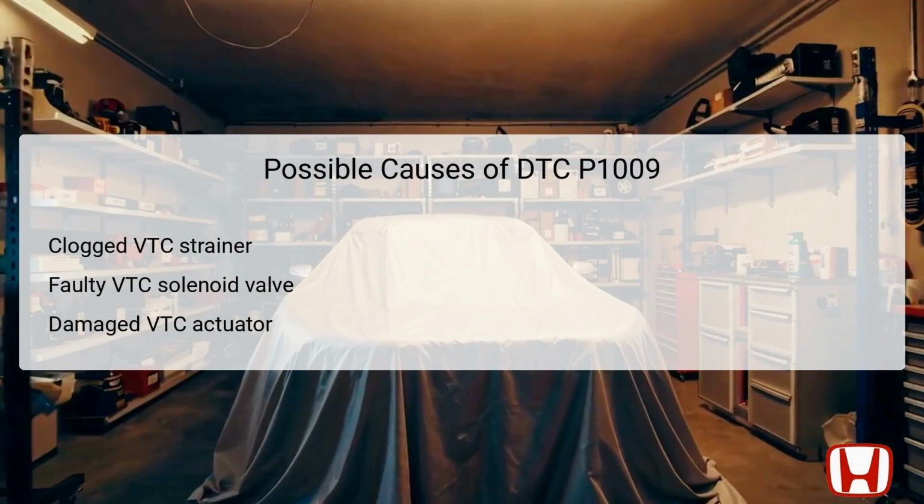A faulty VTC oil control solenoid valve can also lead to improper oil flow control. If the solenoid is not functioning, it will not send the correct oil pressure to the actuator, which can cause erratic engine performance. Lastly, a damaged VTC actuator, which mechanically alters the timing based on the oil pressure supply, can itself fail, leading to inaccurate timing adjustments. Each component's failure can directly impact engine performance, necessitating thorough checks during diagnosis.